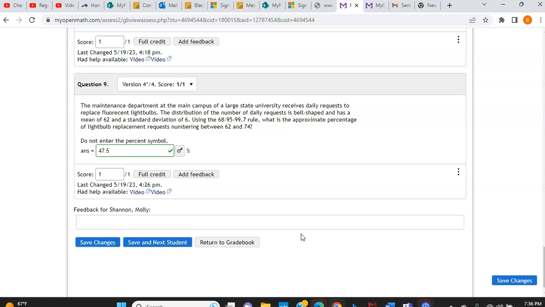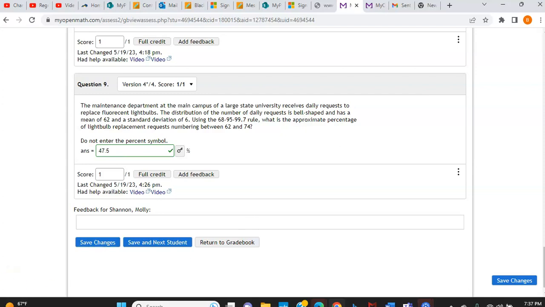The maintenance department at the main campus of a large state university receives daily requests to replace fluorescent light bulbs. The distribution of the number of daily requests is bell-shaped and has a mean of 62 and a standard deviation of 6. And I'm going to write those down so that we can transfer them over. So our mean is 62 and the standard deviation is 6. And again, we are going to use our empirical rule. We want to know what is the approximate percentage between 62 and 74.